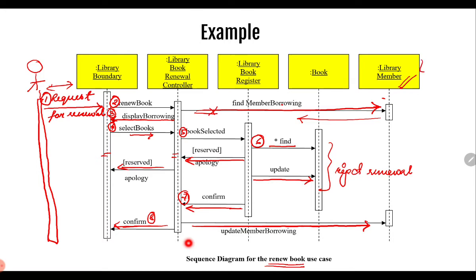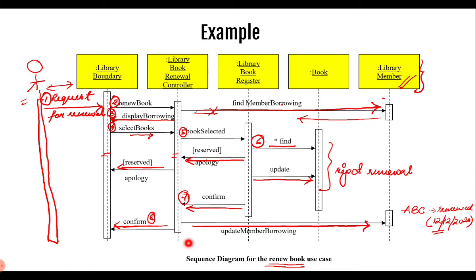So this library member is the object in that particular library member database, and it will be holding the details of the user, where against that particular user, let's say the user ABC has taken this book and it is renewed, and he has to return by, let's say, 12/12/2020. So this thing will be updated in the member database by the member object.